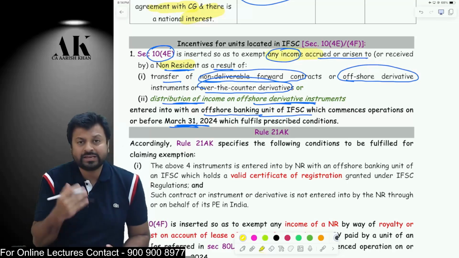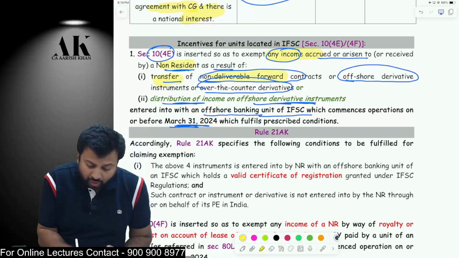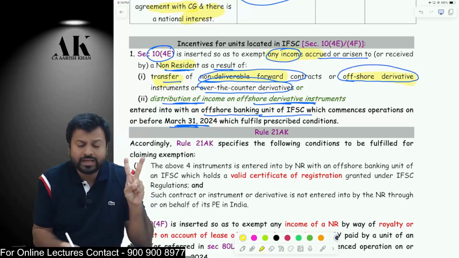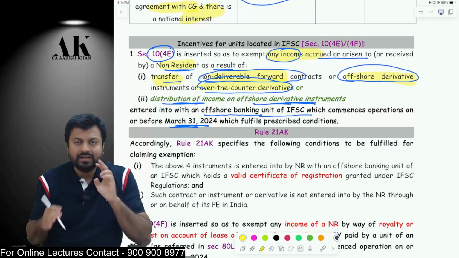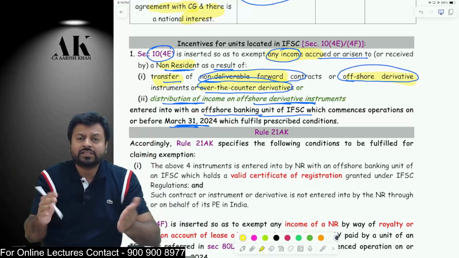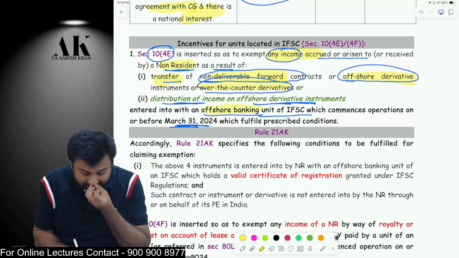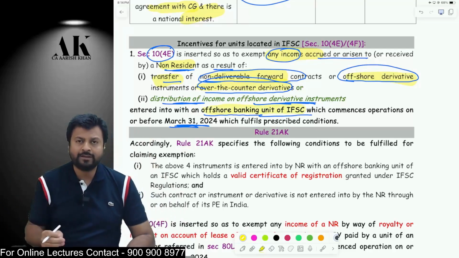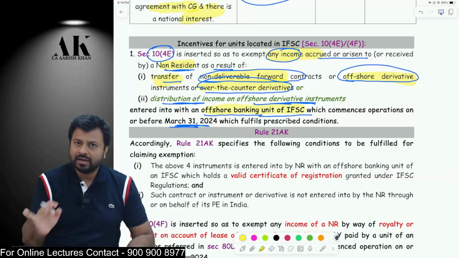Assessee is accruing some income from what? From transfer of non-deliverable forward contract, offshore derivative or over-the-counter derivative. The assessee has entered into these transactions with whom? Assessee has entered into this transaction with the offshore banking unit of IFSC. Okay. Now, all these incomes will be exempt under the income tax law.